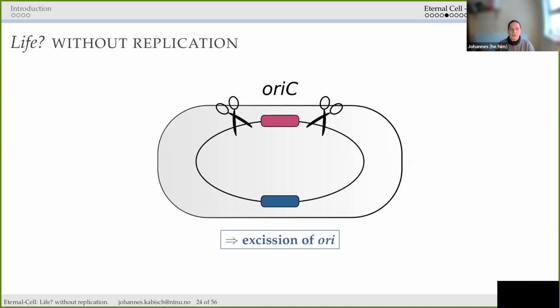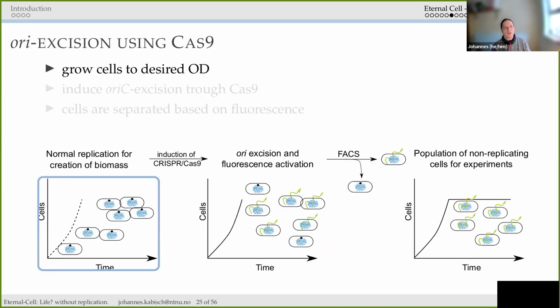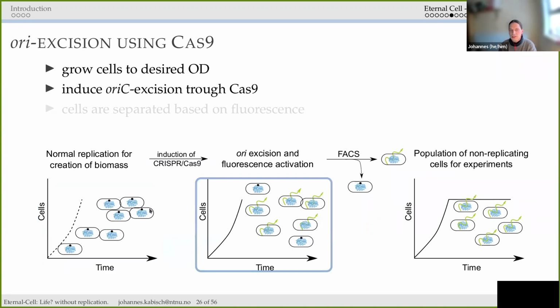So what did we say we do? We said we simply, and the simply came rapidly back to us, we simply cut out the origin of replication. So we use genome editing tools to cut out the origin of replication. And how we envision this process is we grow the cells to a desired optical density, so we have enough cells. Then we induce the oriC excision through Cas9, so we wanted to use CRISPR-Cas9 systems.